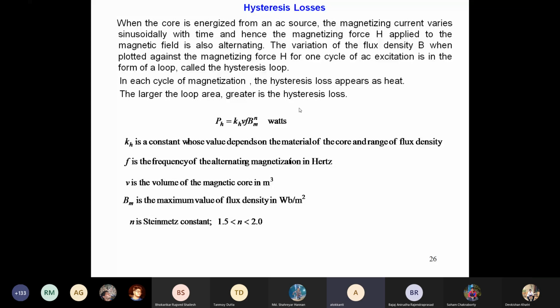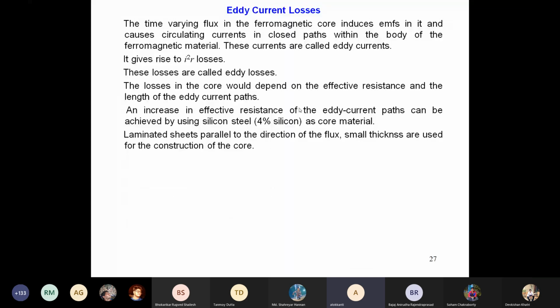And we have also seen the eddy current loss: if there is a time varying flux in the ferromagnetic core, it induces EMF in it and causes circulating currents in closed paths within the body of the ferromagnetic material. These currents are called eddy currents. They give rise to I square R losses. These losses are called eddy losses.